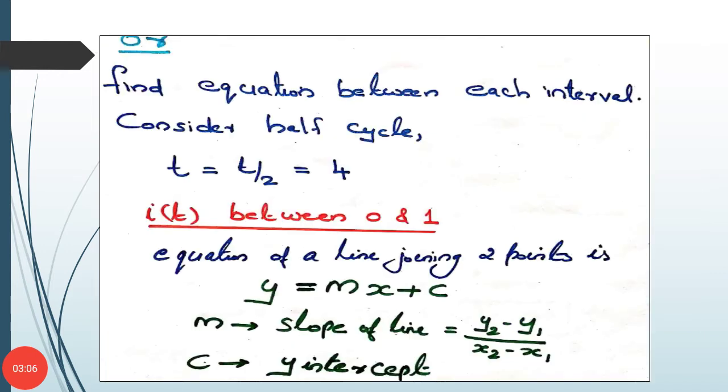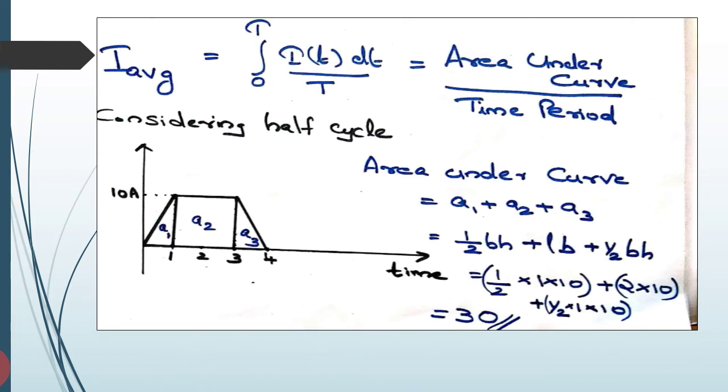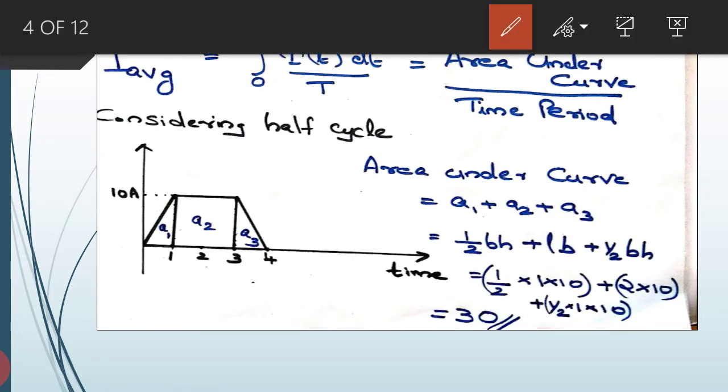Or we can formulate an equation for each interval and then find the average value by using the equation 1 by T integral 0 to T of i(t) dt. For that we are considering T equal to T by 2 equal to 4. Then to find the equation i(t) between 0 and 1, we can see that between 0 and 1, it is a line.